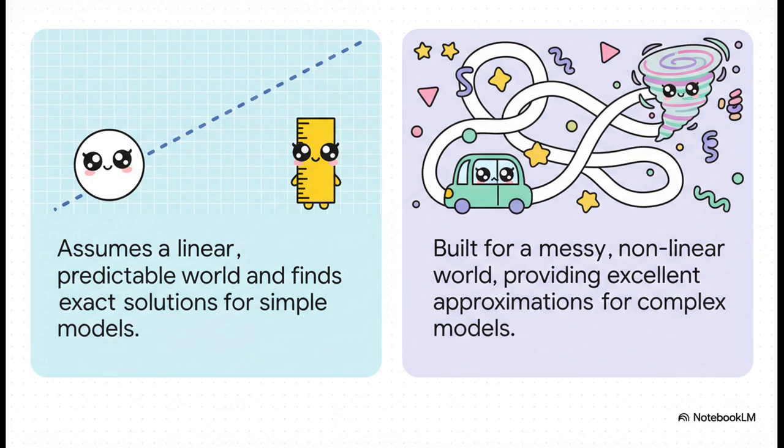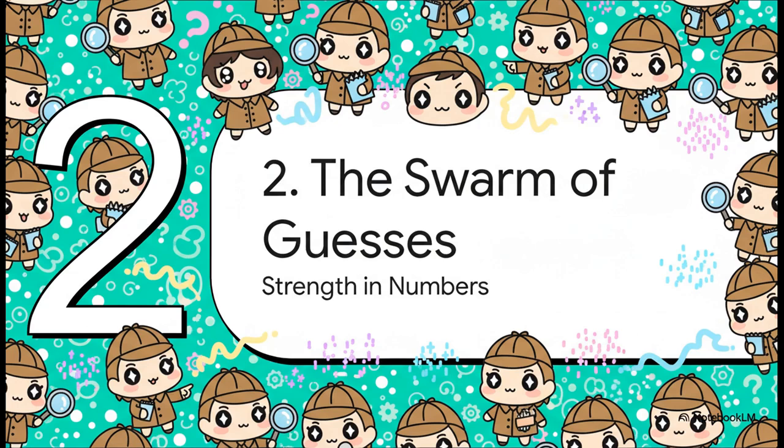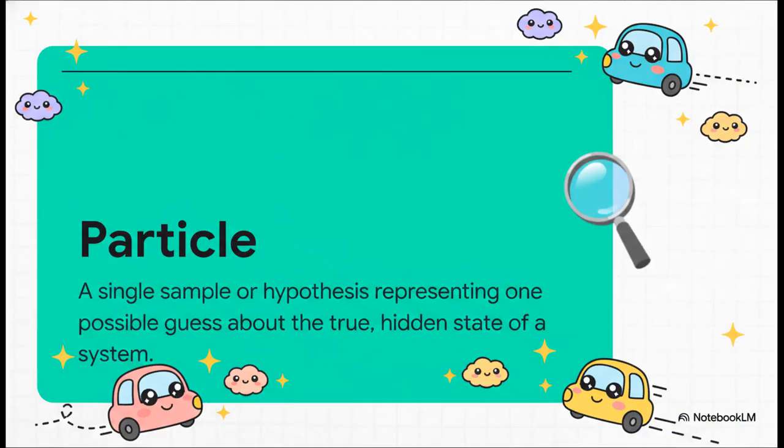Particle filters, they don't make that assumption. They are built from the ground up for the messy, nonlinear chaos of the real world. They give us these incredible approximations, right where those older, more rigid models would just completely fall apart. So how in the world do they handle all that chaos? Well, it's pretty clever. Instead of trying to find one single perfect answer, a particle filter just unleashes this massive swarm of detectives on the problem, all at the same time. And each one of those little detectives is what we call a particle.